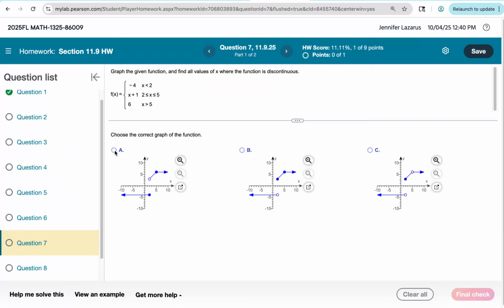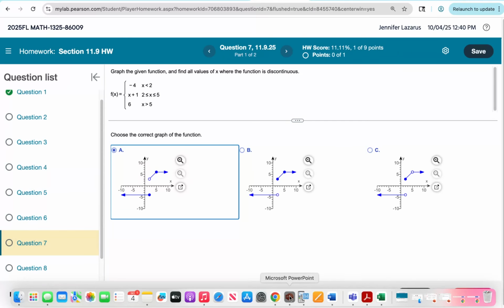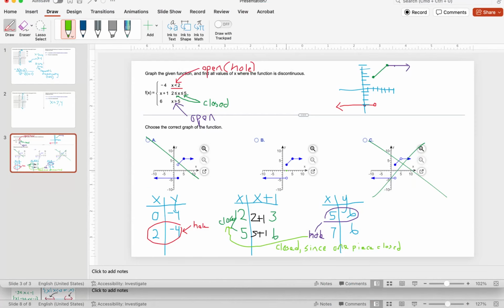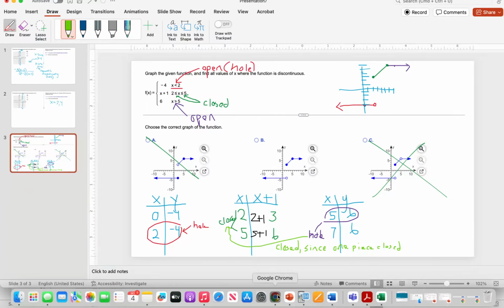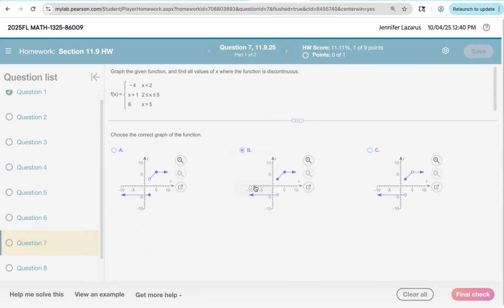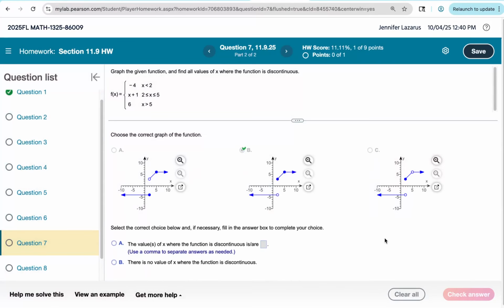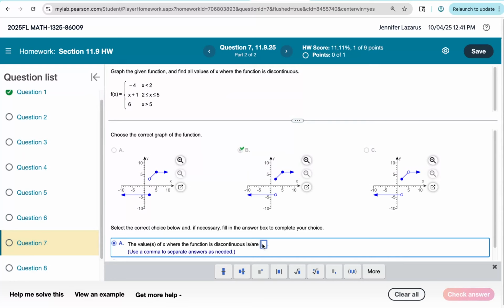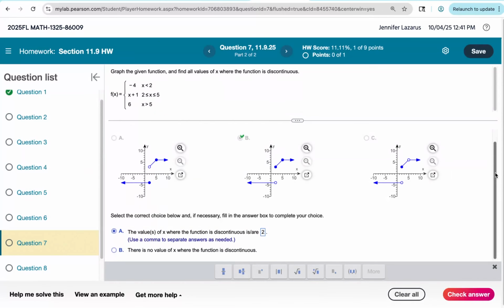So the graph was, where was the value at? Was it down? I think it was this one, wasn't it? Is that what we picked? Oh no, we picked the second one because there's a value at 5, 6, and there's a 2, 3. Okay, so the second one is the one. And then it says select the value of x for which the function is discontinuous. It's just going to be right here at 2. And that's it.